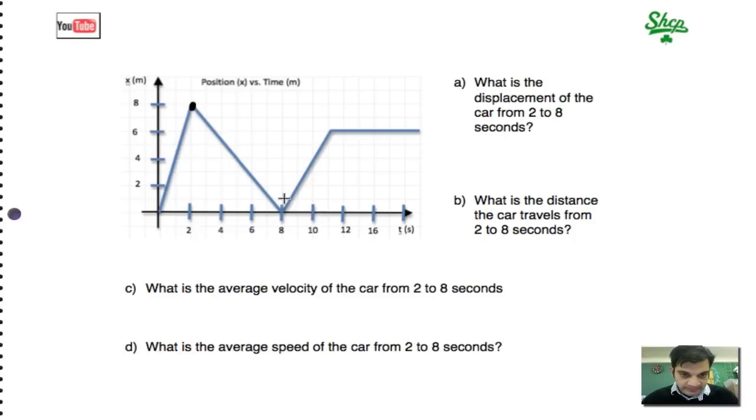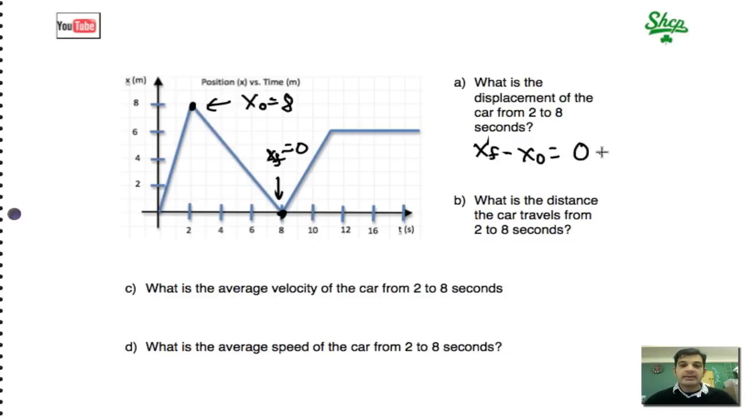So I'm here, so my final position, I read it off the graph, and that's 0. And my initial position here is 8. So my displacement is going to be x final minus x initial, which is 0 minus 8, which is negative 8 meters. In other words, another way to say it is I traveled 8 meters backwards. I went towards the origin, which you remember from the Buggy lab.